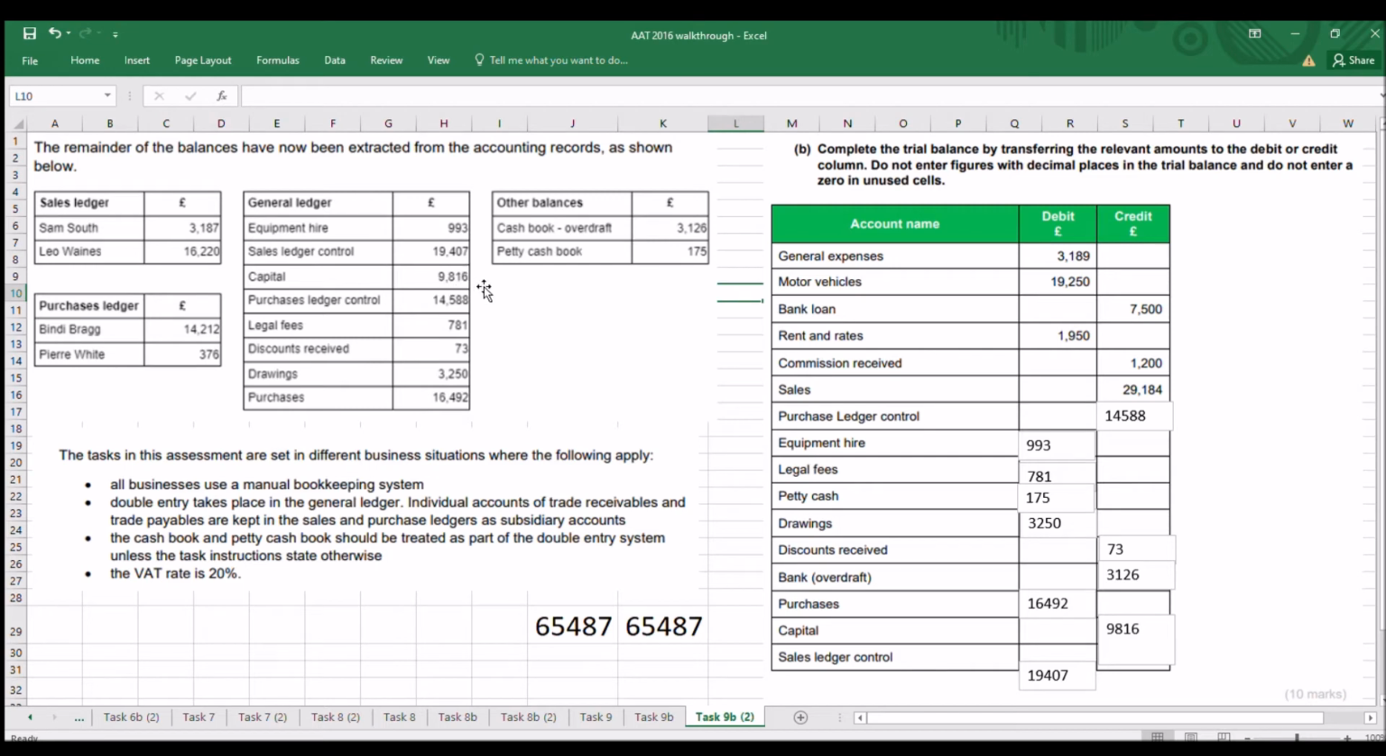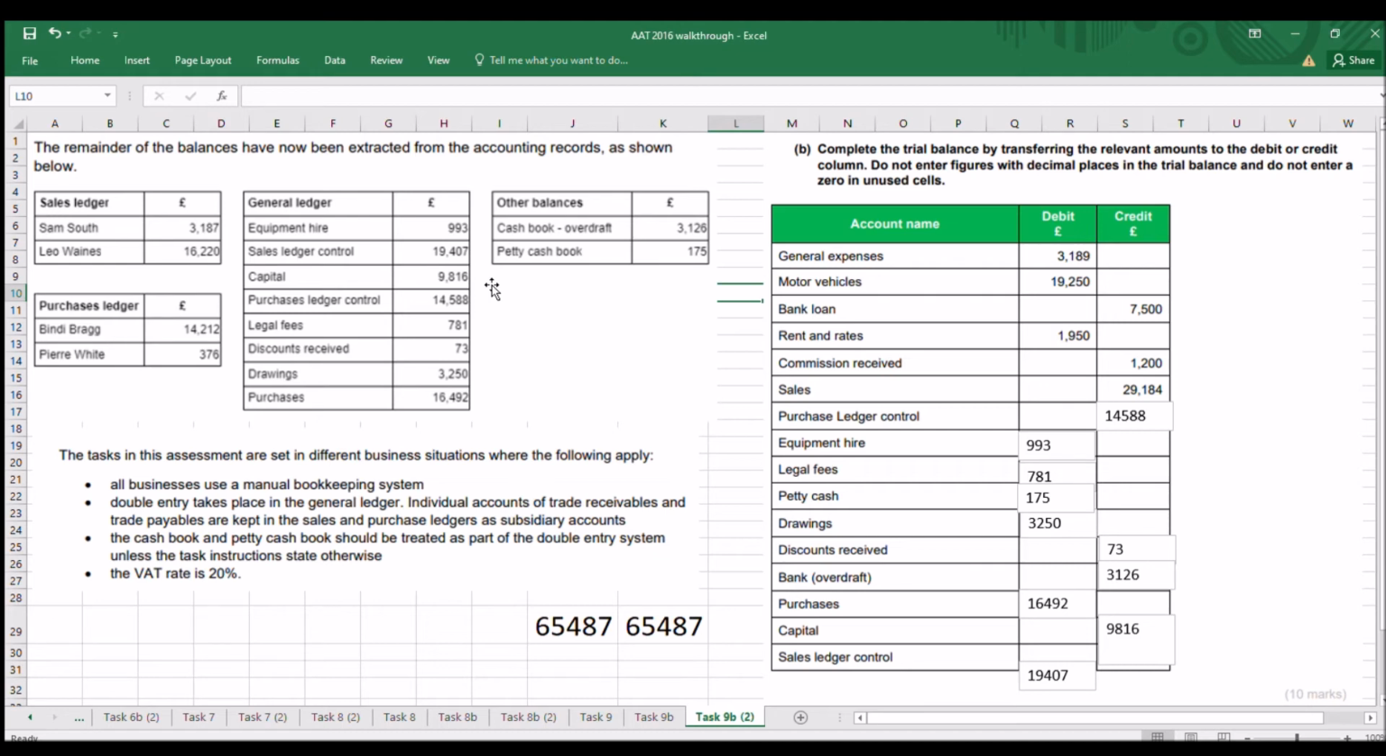Now the examiner's been very generous here by showing the capital at 9816. Realistically, they could have left the capital out and not had it in the question. If they didn't include the capital figure, what you have to do is total up all of the debits, total up all of the credits, and the capital figure will be the difference. As it was here, they left the capital figure in and provided it for you.